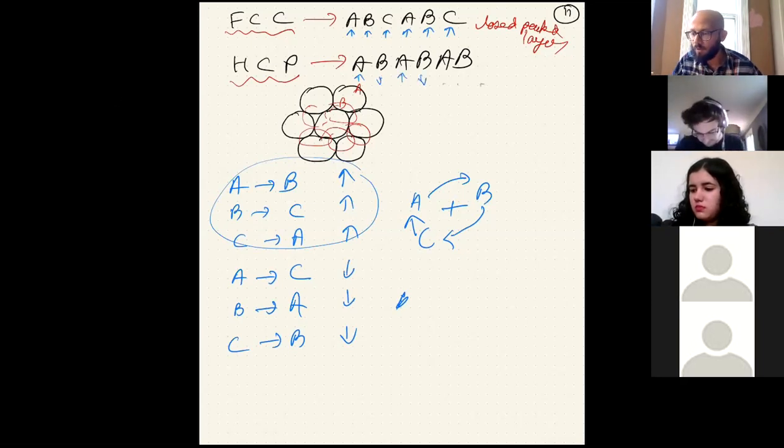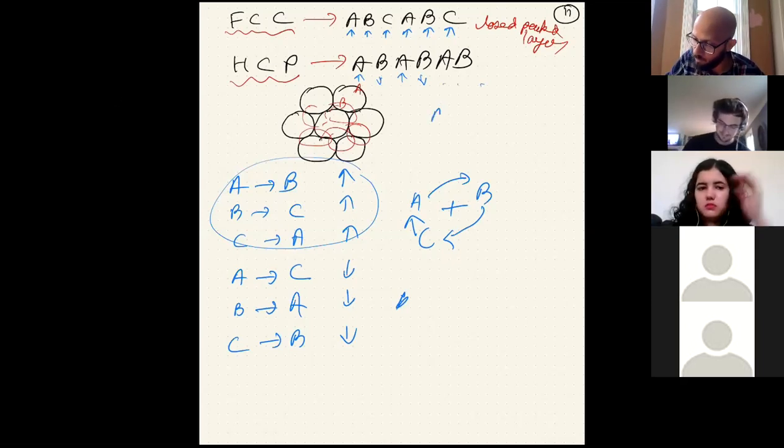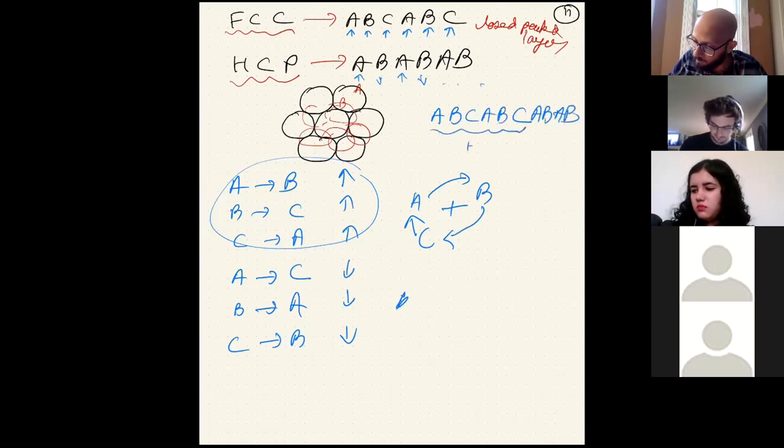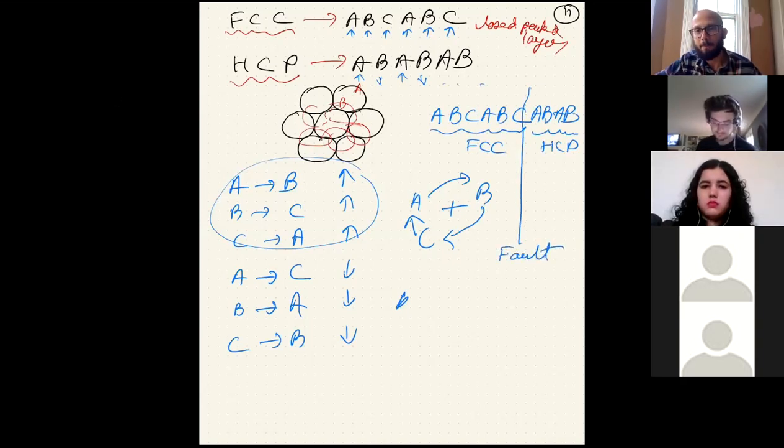So in material science, sometimes what happens, you have arrangements that look like ABC, ABC, ABC, and then suddenly it switches to AB, AB, AB. So the crystal over here is face-centered cubic. The crystal over here is a hexagonal close-packed crystal. And this thing over here is a fault. Does anyone know what this fault is called? If you have taken any solid-state physics or material science, you should remember the name.